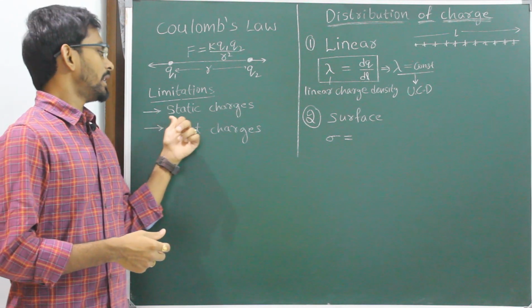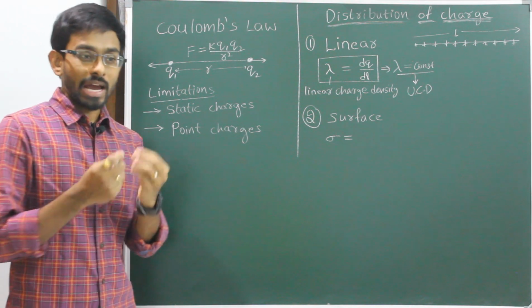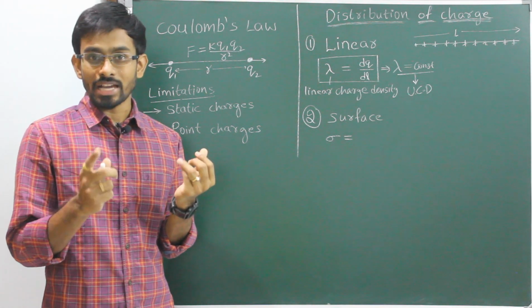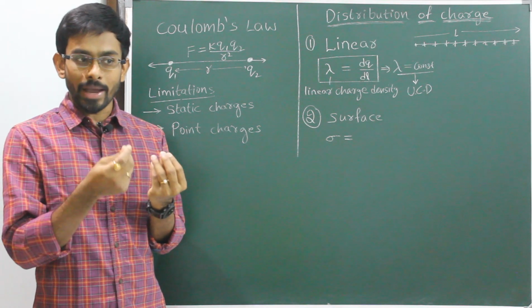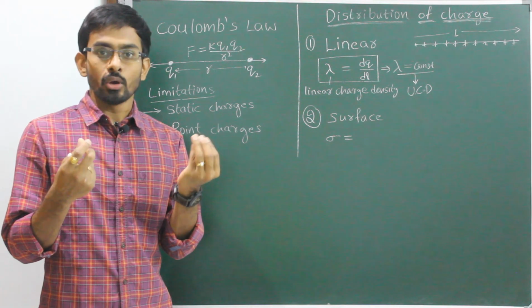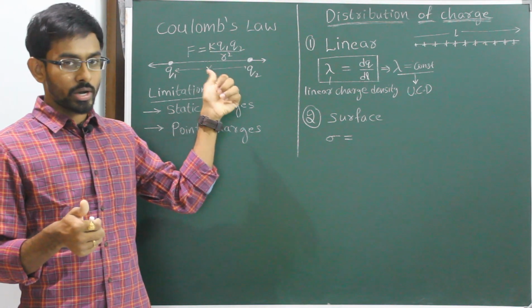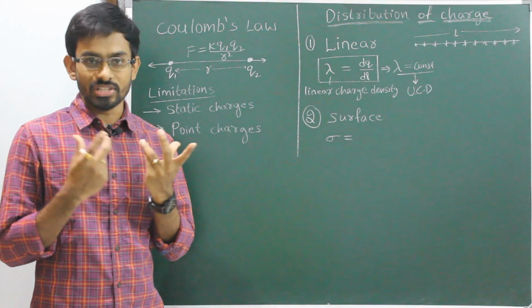The first one, it is applicable only for static charges. It means when charges are moving, these charges produce magnetic effects as we discussed in the first lecture. Now when these charges are producing magnetic effects, the net force applied by one charge on the other charge will be different from K Q1 Q2 / r². So we cannot apply Coulomb's law in case of moving charges.